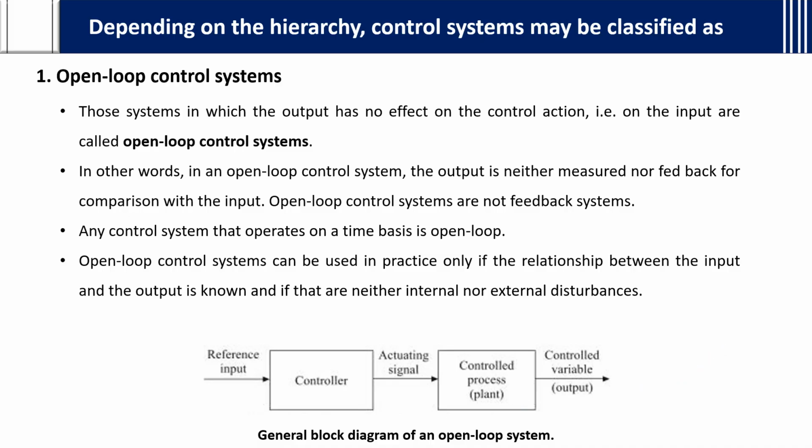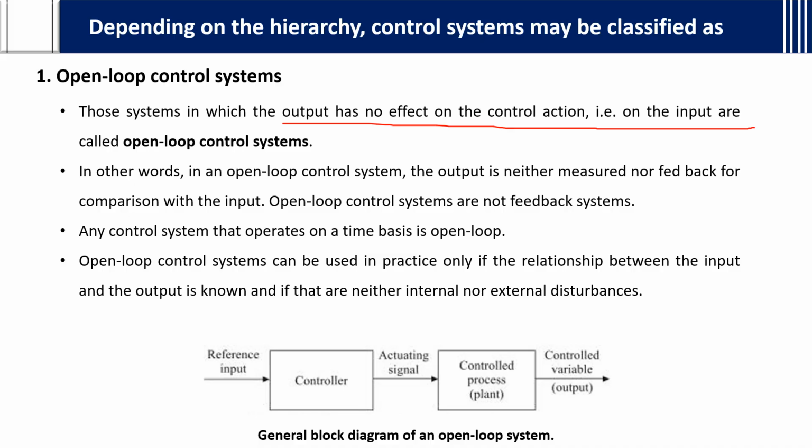Here in open loop, there is no feedback, meaning the output has no effect on the control action, so it will not affect the input. There is no feedback from the output, so they are called open loop control systems. The output has no effect on the input.